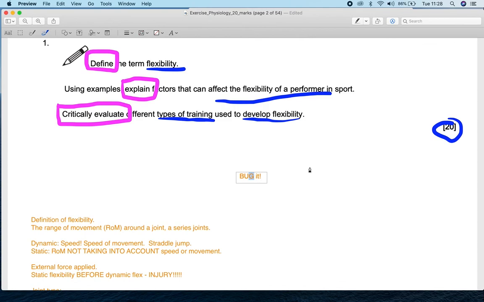So: critically evaluate different types of training used to develop flexibility. Remember to include positives and negatives, and then make a summary statement after each of them as well. That'll definitely help you to gain those 20 marks. Have a go at answering it. Submit that to me, and we will see where we go from there. Good luck.